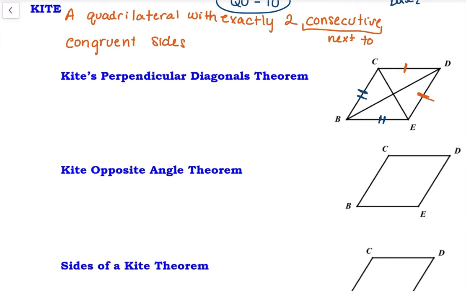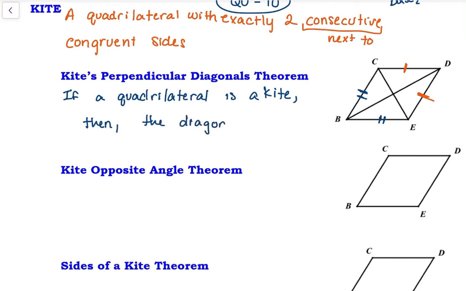Next, the kite's perpendicular diagonals theorem. This one says if a quadrilateral is a kite, then the diagonals are perpendicular. So here's my diagonals going through. We've got CE and we've got DB. They go right through that quadrilateral. Perpendicular means that they make right angles. So if my diagonals go through and they make right angles, then that would be a kite.